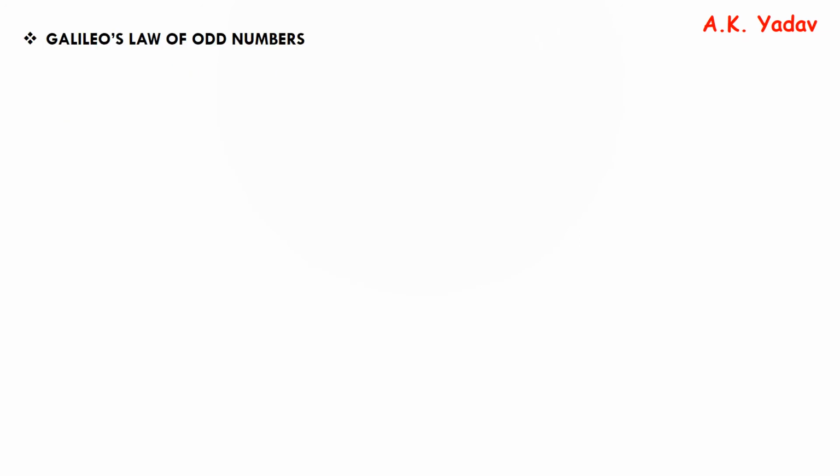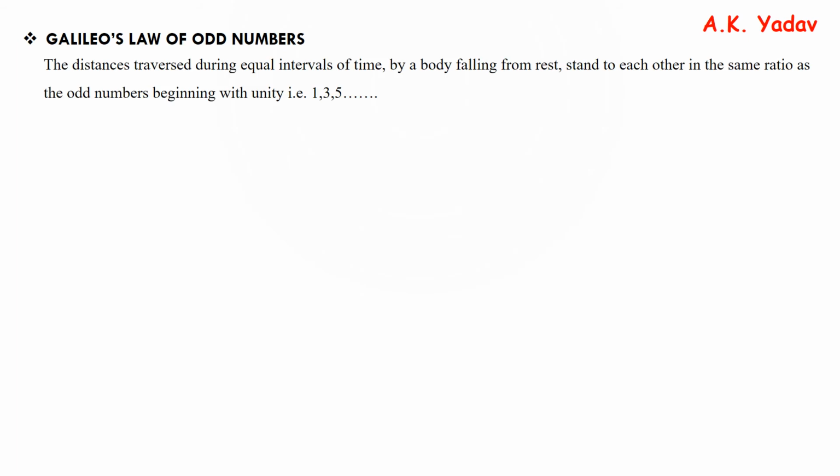Now we will derive Galileo's law of odd numbers. First, let us understand what the law is. The law says that the distances traversed during equal intervals of time by a body falling from rest stand to each other in the same ratio as the odd numbers beginning with unity. That means the distances are in the ratio 1 is to 3 is to 5 is to 7 and so on.